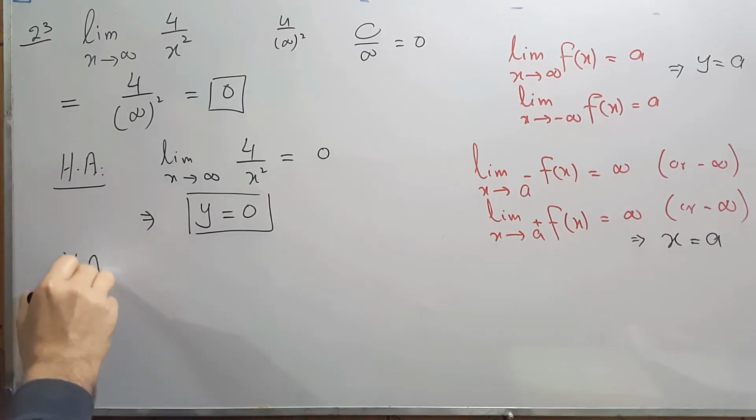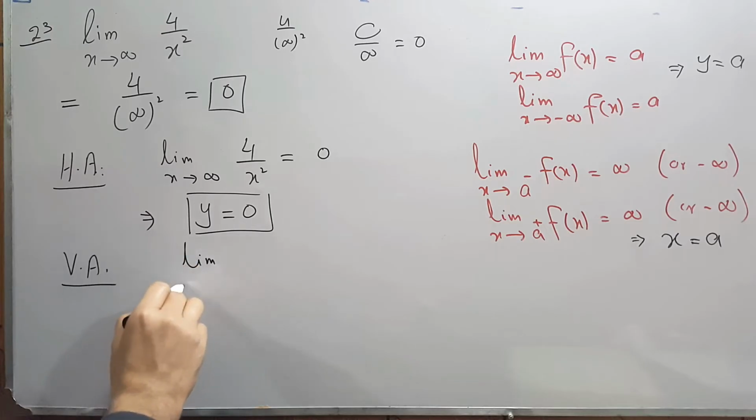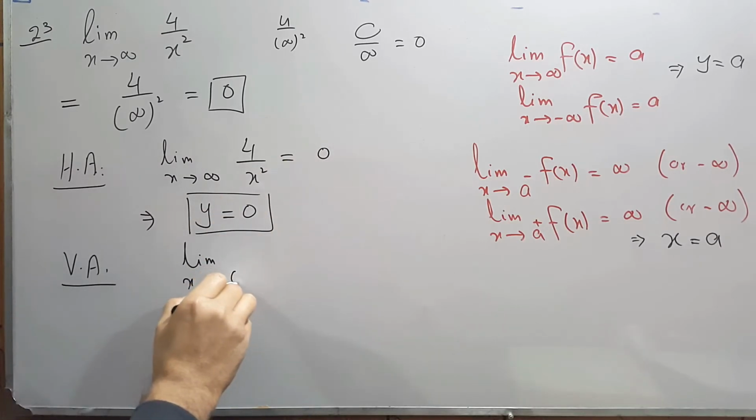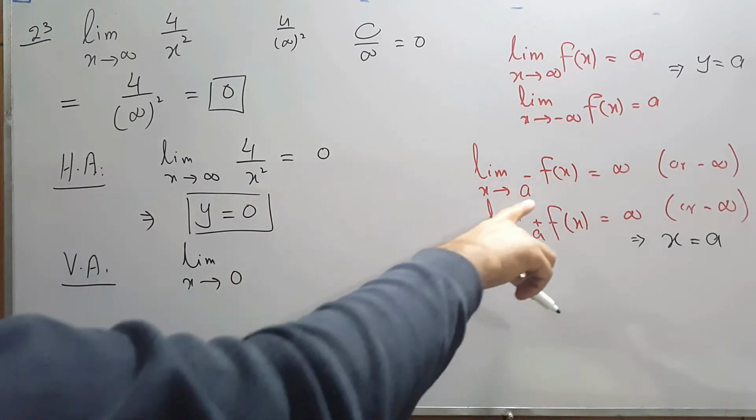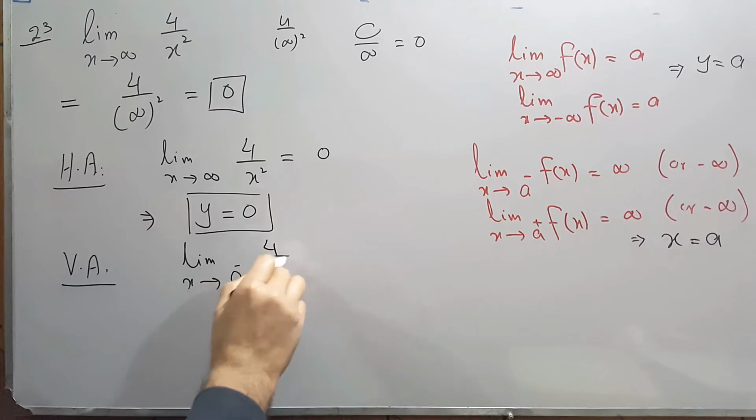For vertical asymptote, we said that the limit x approaches, here the a is 0, so to 0 from the negative side, and the function is this one.